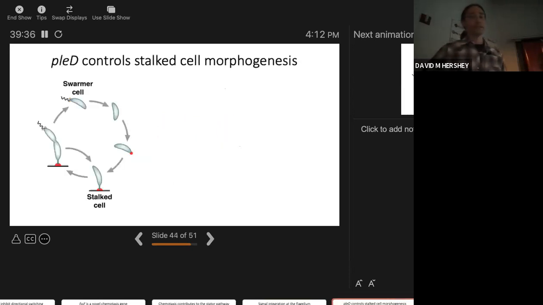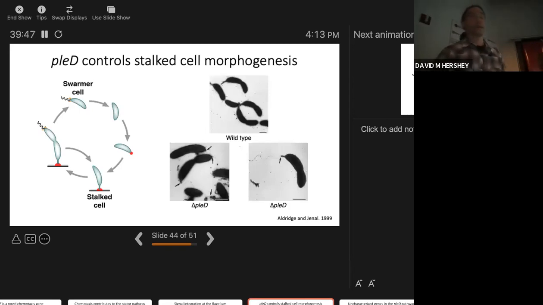So before I show you some new genes, I want to talk in just a tiny bit of detail about what PLD does. I told you this is a cell cycle gene in Caulobacter, but it specifically controls the morphogenesis of stalk cells. To understand what I mean, I'm going to show you these classic electron micrographs of Caulobacter. I want you to focus on these pre-divisional cells here.